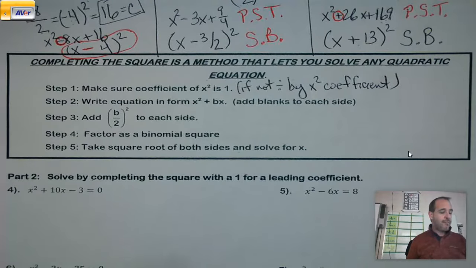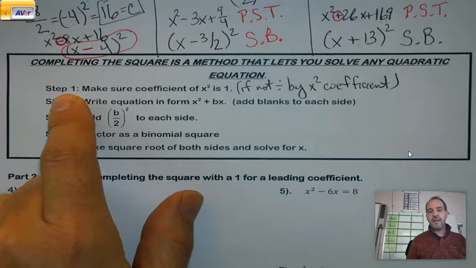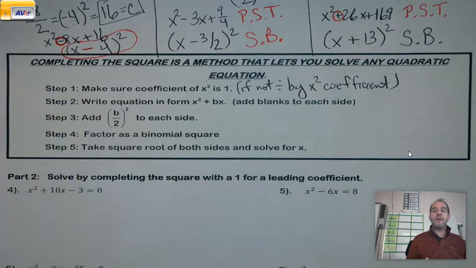Most of the time we're not going to have to worry about step 1, dividing everything, but occasionally, and we will here in the examples, we will have to do that every once in a while. Write the equation in the form x squared plus bx. Add blanks to each side. I'll explain that more when we get into the first one. There's not a real good way for me to put that here in general.